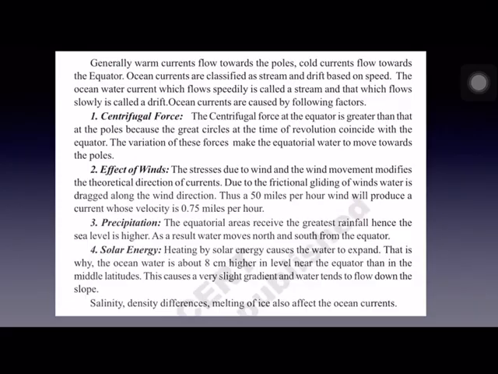Centrifugal force. The centrifugal force at the equator is greater than at the poles. That is because when the earth revolves round the sun, the great circles which are formed coincide with the equator. And that is why water near the equator moves towards the poles, either to the North Pole or to the South Pole. So this movement of water is called as ocean current.